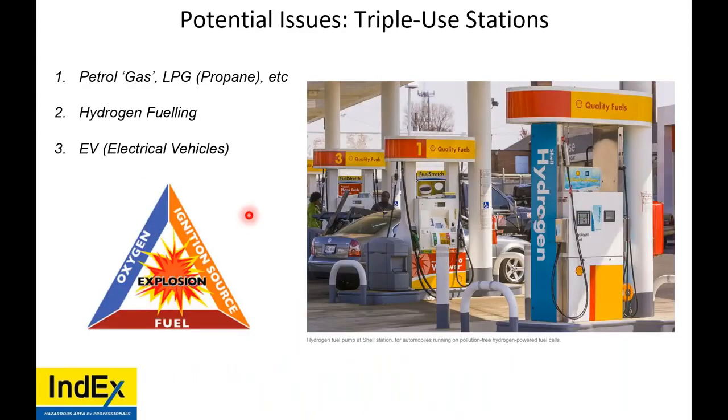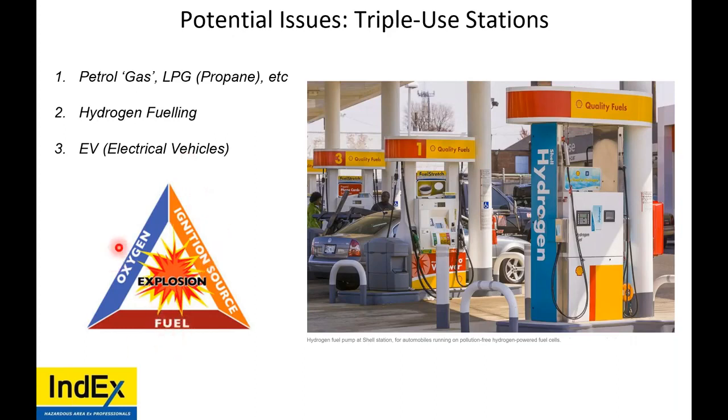Next slide. This is an interesting case that is coming up more and more. Australia, Canada, US, Norway, it's really taking off. So we have fuel stations, triple use stations, where we have petrol or propane, hydrogen refueling, and electric vehicles. Is this safe? I would err on the side of caution and say that this is perhaps not safe, because our ignition sources, the electrical vehicles and charging stations, are quite interesting.